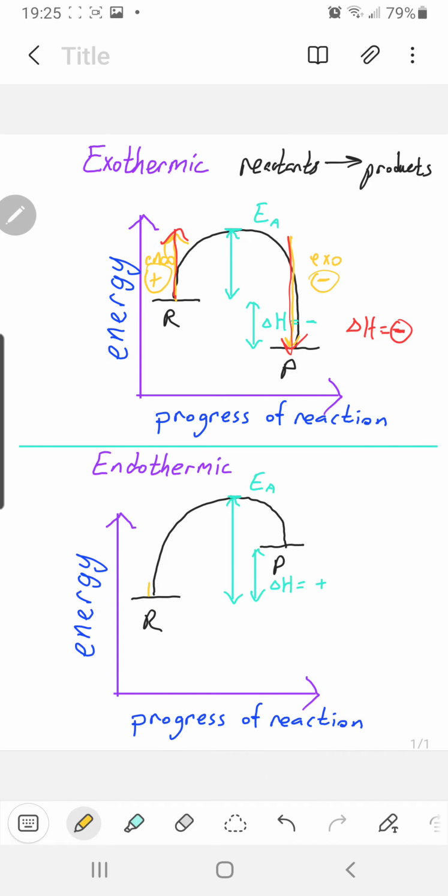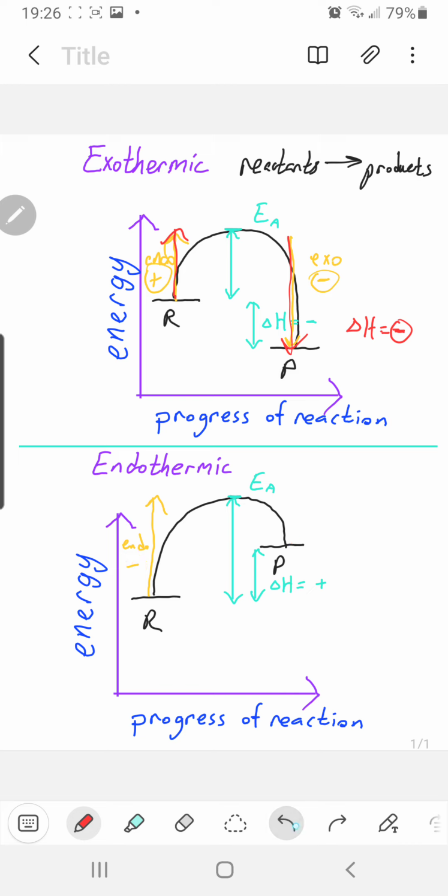Here it will be positive, and let me explain why. Remember, breaking bonds is an endothermic process, so that side has a positive energy change, and making bonds is an exothermic process, so that bit is a negative energy change. And if you look, you have more positive and less negative. So the overall energy change is positive, and that's why endothermic reactions have a positive enthalpy change, and exothermic have a negative enthalpy change. I hope you understood why.